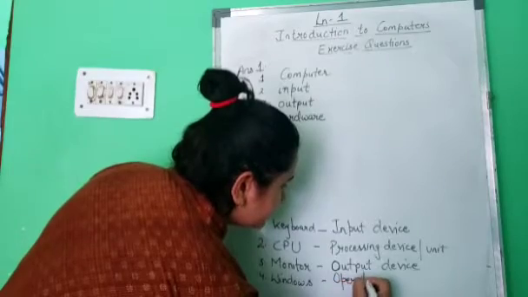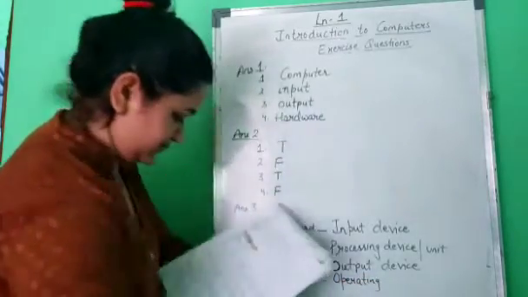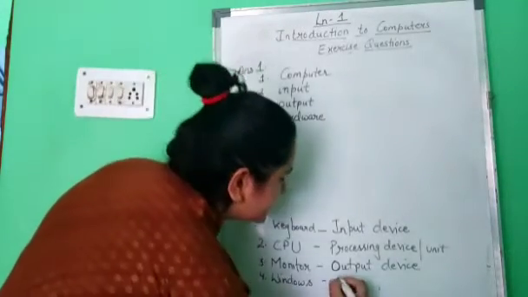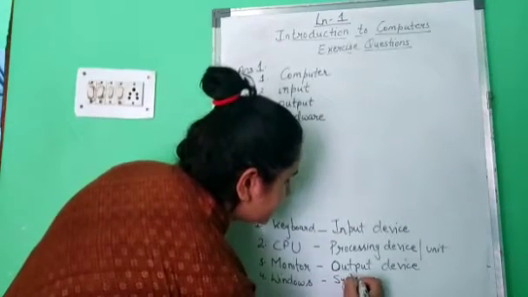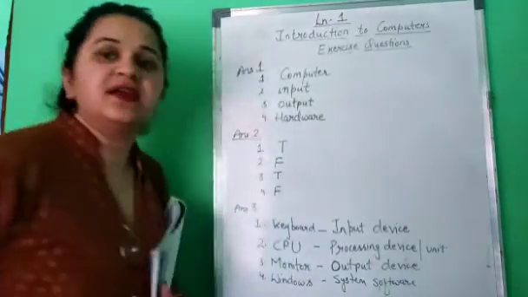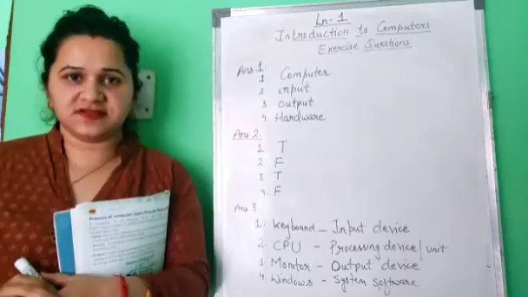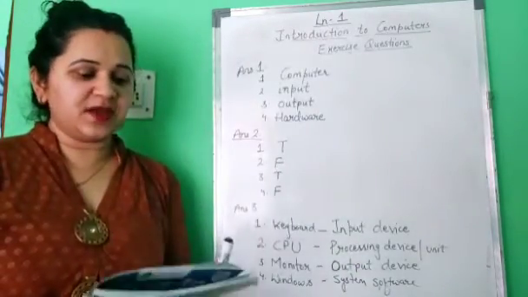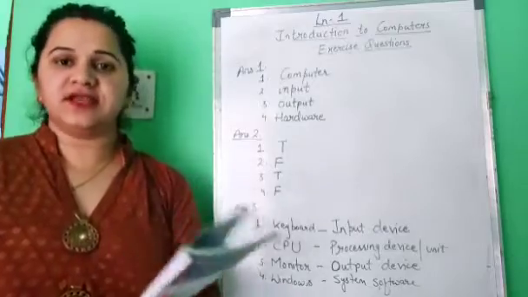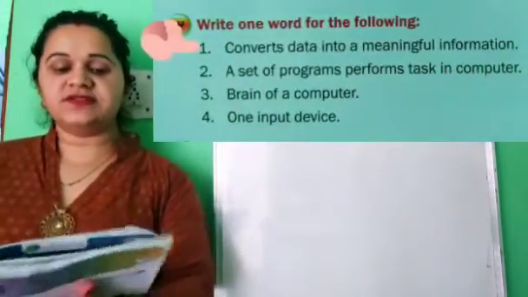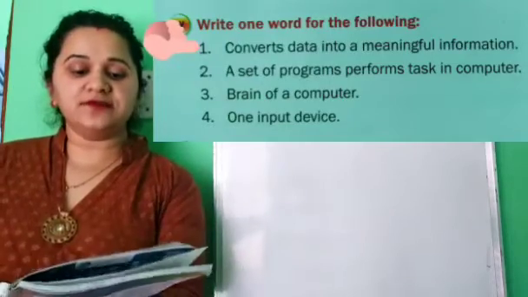Okay, here system software is written, so you will write down system software. Basically we call it an operating system. Done, children? Now move on to the next page. Page number 10. Children, look at the screen. The question is given. First part, converts data into a meaningful information.